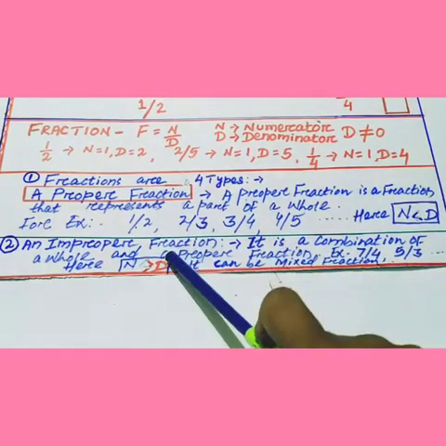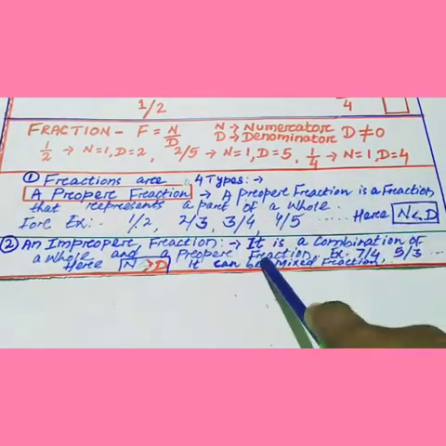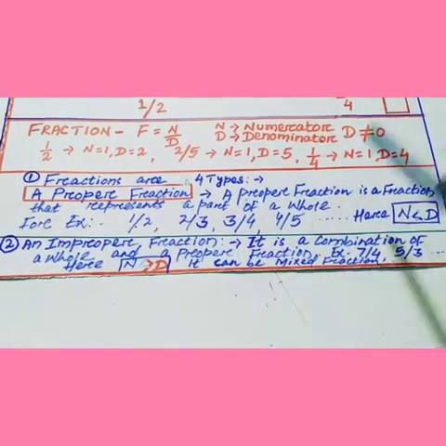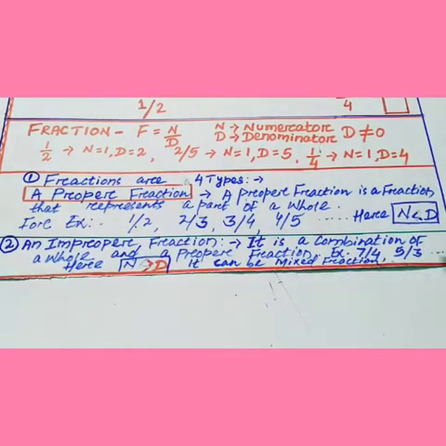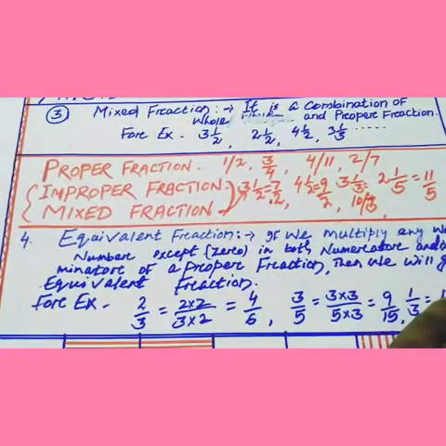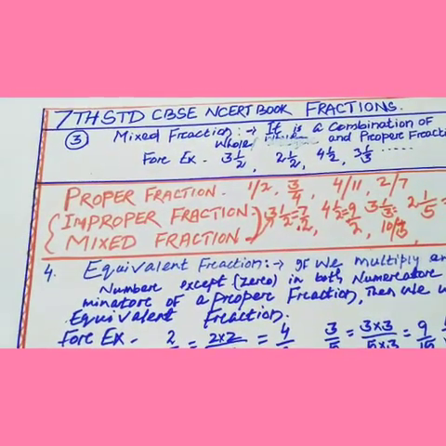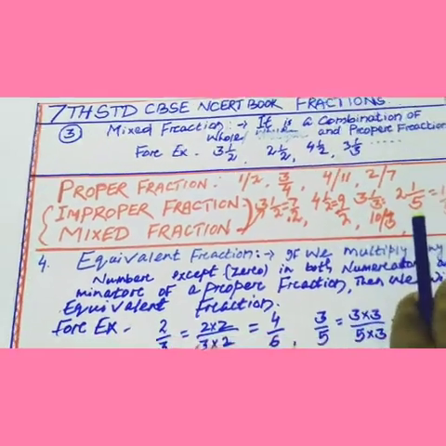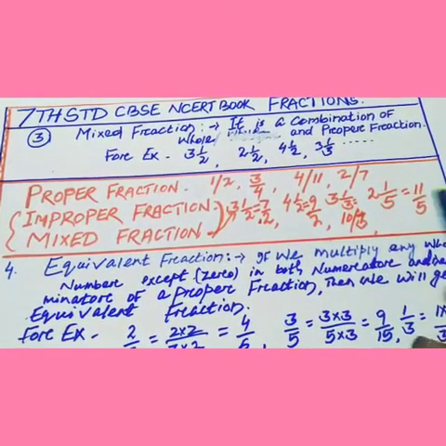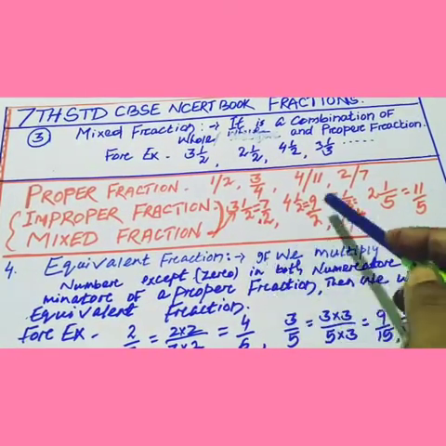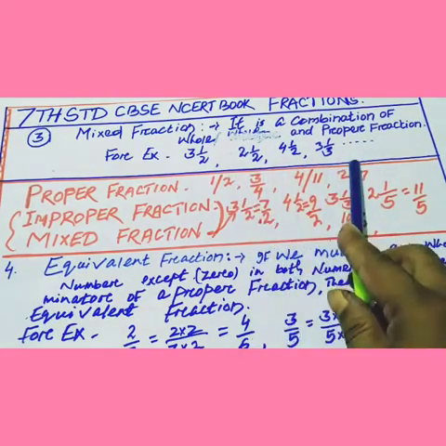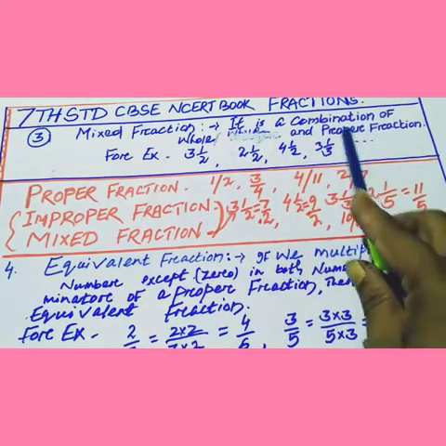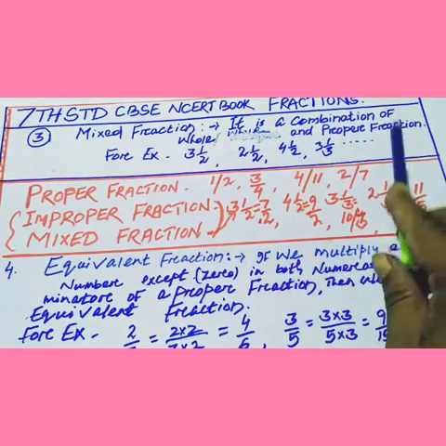So improper function can be converted to mixed function, and also mixed function can be converted into improper function. Then we will go to mixed function. What is mixed function? So please give your attention. Mixed function is a combination of a whole and a proper function.